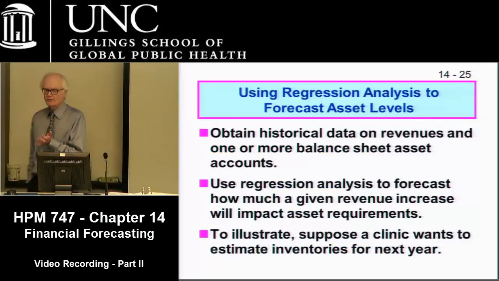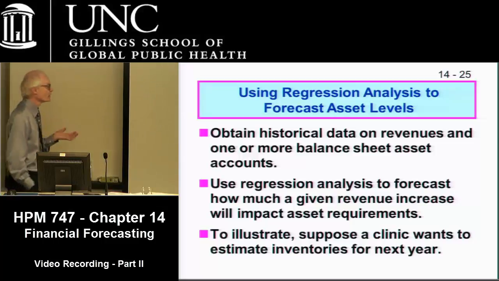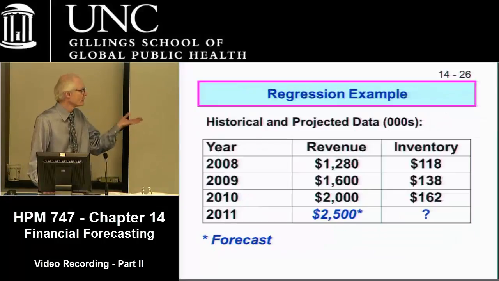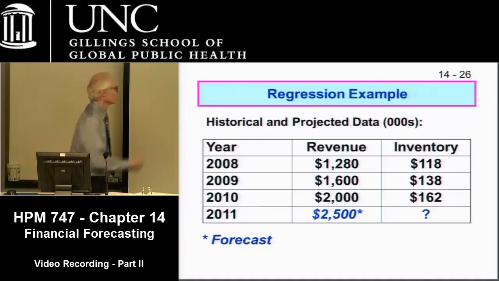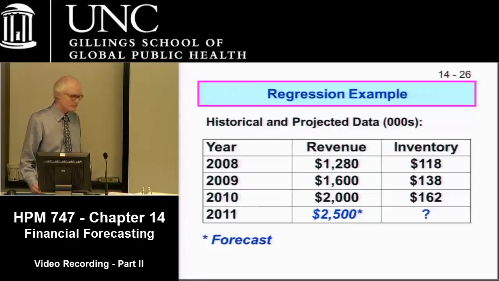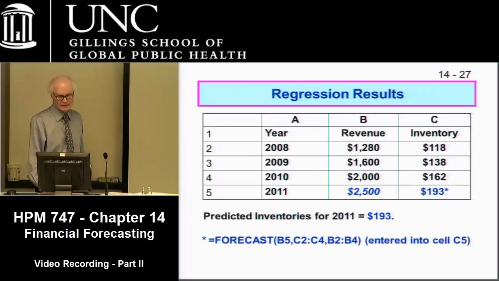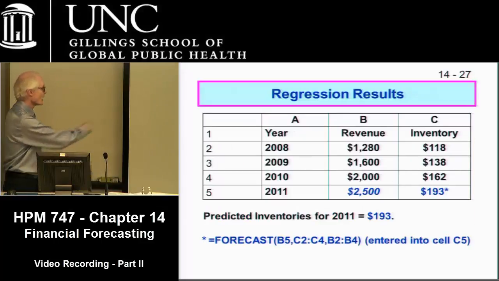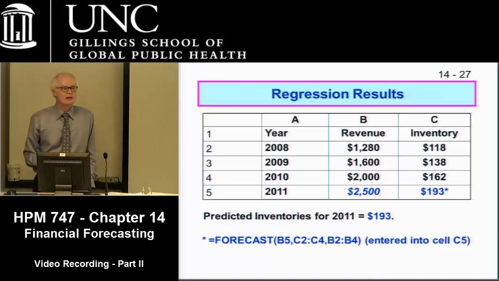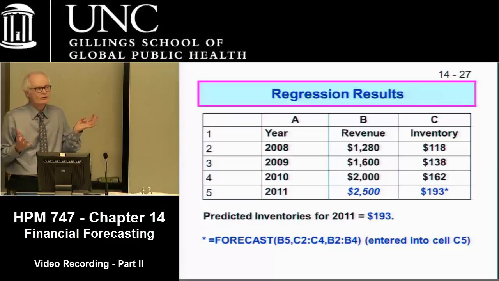Another part of forecasting is using regression analysis. Excel is extremely user-friendly with this kind of analysis, and it's just a simple example. You can use the revenue from the last 3-4 years. You know what your inventory levels are, so if you want to predict what inventory level you're going to have at the end of 2011, you can simply use the forecast function in Excel, and you just highlight those cells, and it will come up with 193. So it does the entire regression equation for you in one nice, easy-to-do function, forecast.